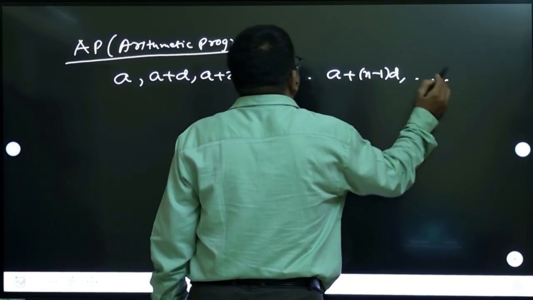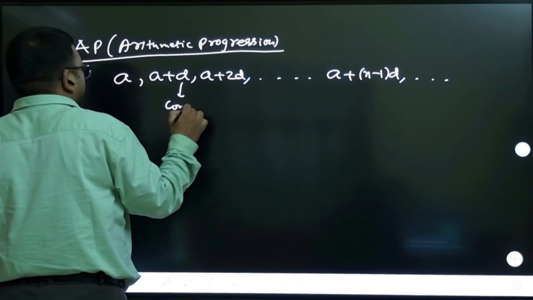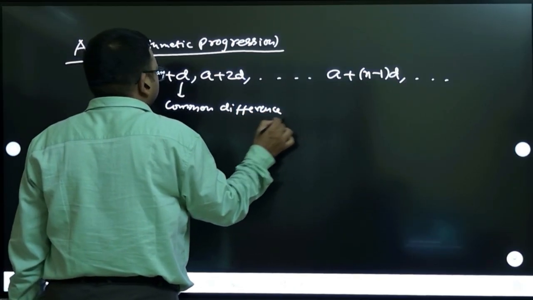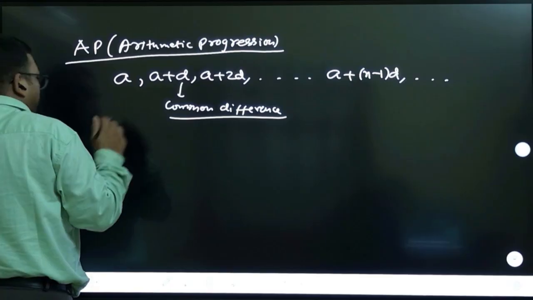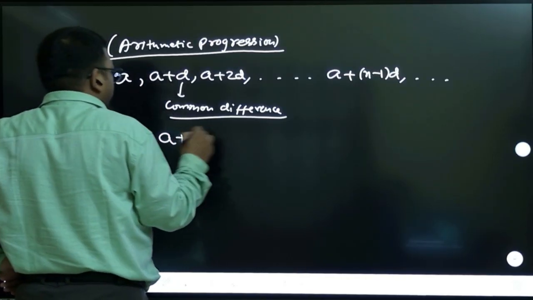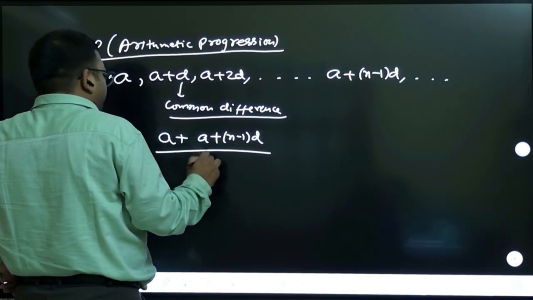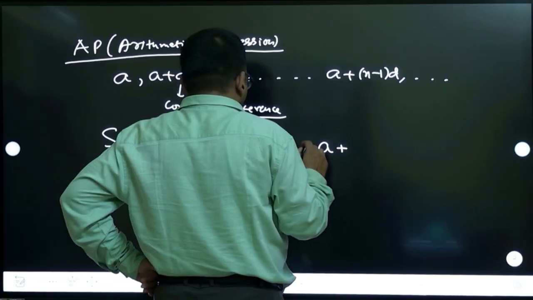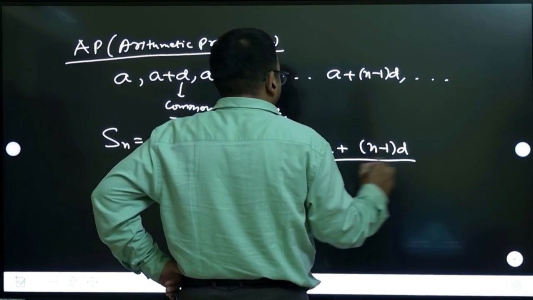So here D is called common difference, right? So what about the sum of n terms? Sum of n terms is first term plus last term, divided by 2, times n. So that becomes n by 2 into 2A plus n minus 1 into D, right?